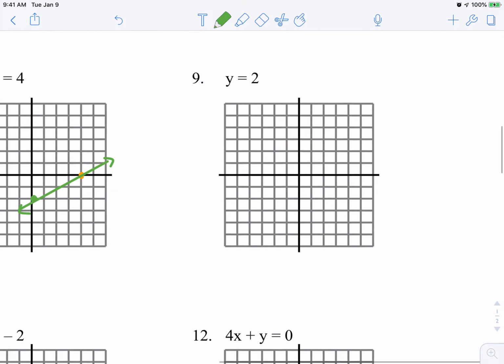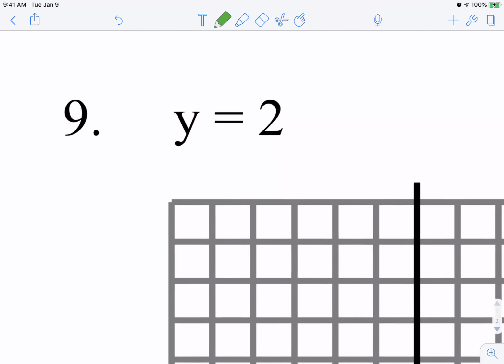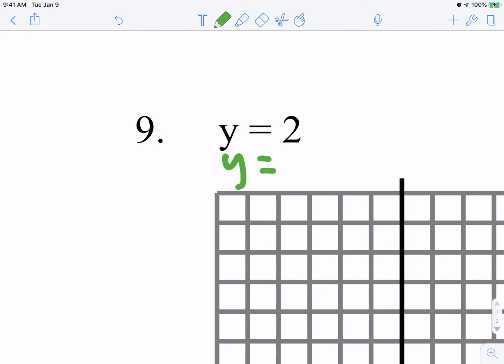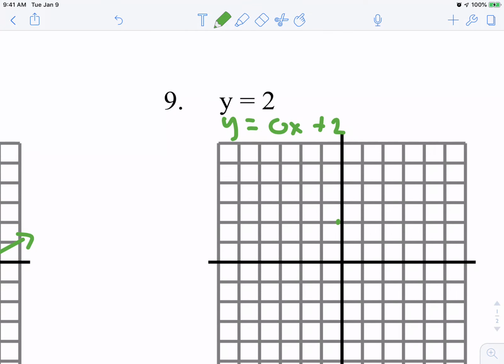Number 9, y is equal to 2. So in this one, there is no x. So you can write this as y is equal to 0x plus 2. That means start at 2, and your slope goes up 0 times, down 0 times, which means it's going to be a straight line.